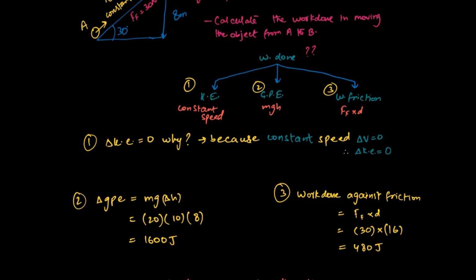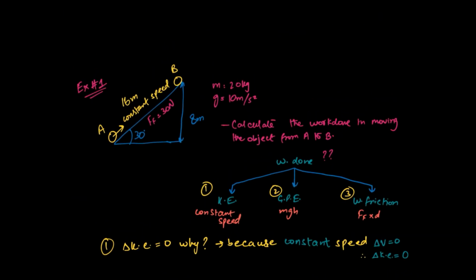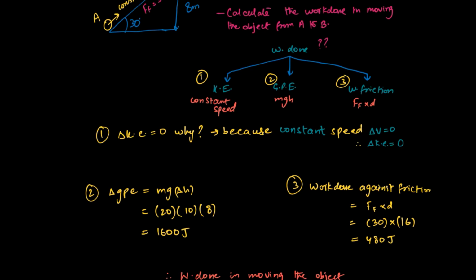It would remain zero. The reason is, again, from the previous part of this chapter, we saw that when constant speed is maintained by the object, the change in kinetic energy is always zero, because the initial velocity and the final velocity are the same. So the value of the initial kinetic energy and the final kinetic energy would also remain the same, and subtracting similar values will give us zero. As a result, the change in kinetic energy would be zero, because constant speed means the change in velocity is zero.